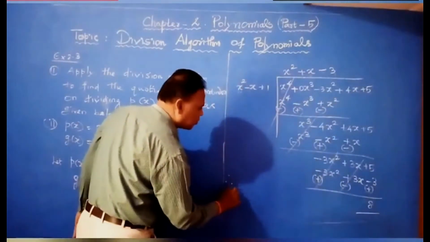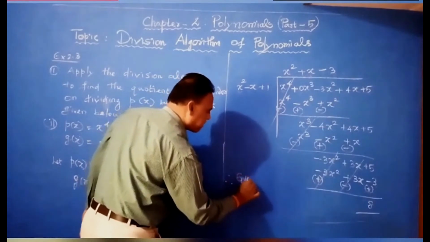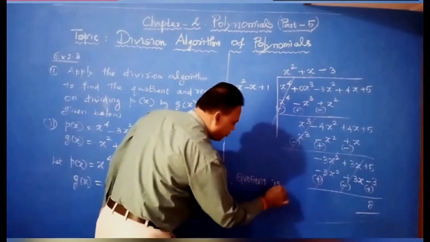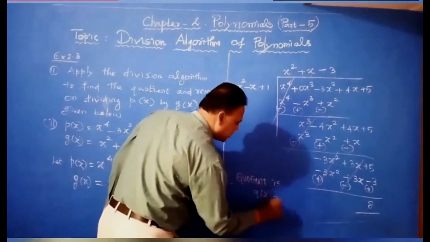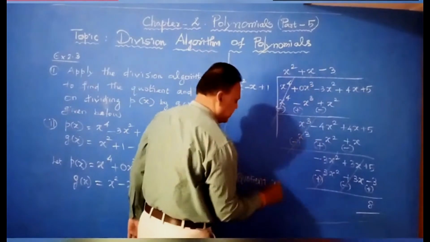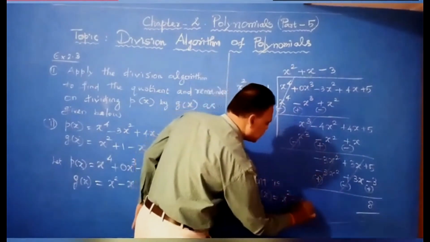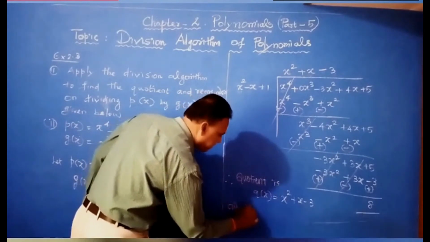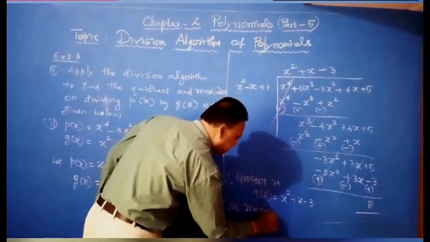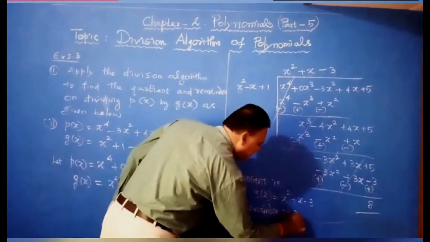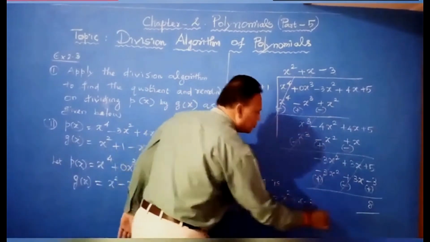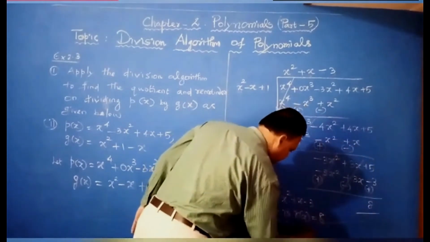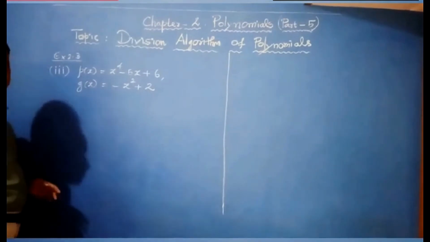Therefore, the quotient is q of x, this is the quotient: x squared plus x minus 3. And the remainder is r of x is equal to 8. R of x equal to 8. That's all.